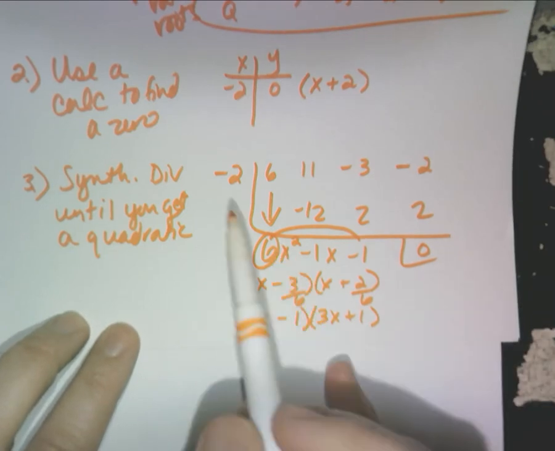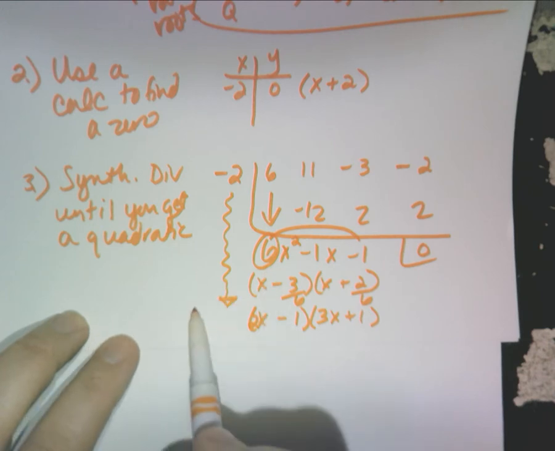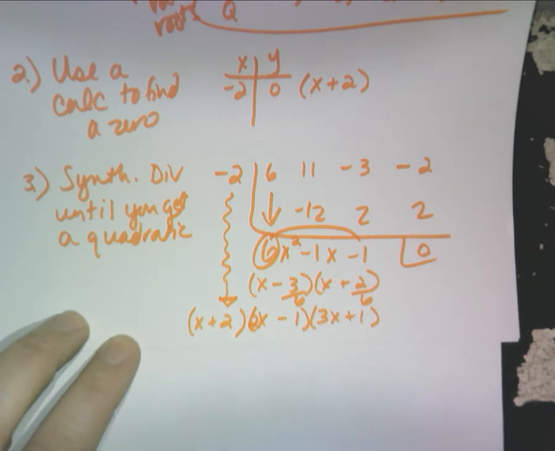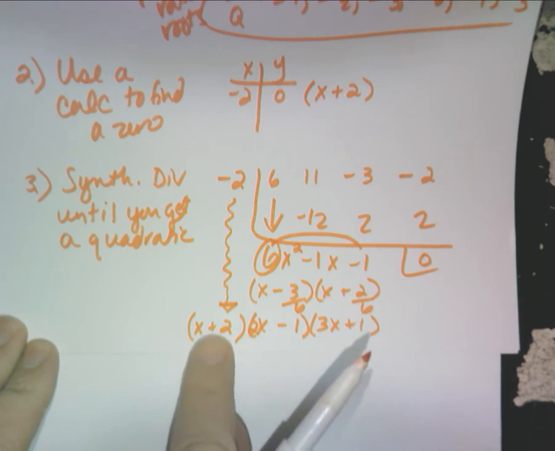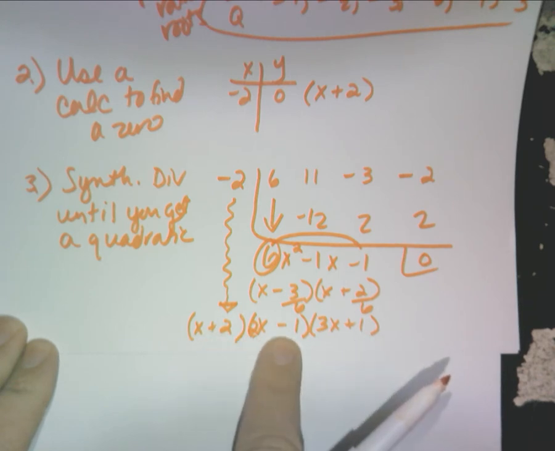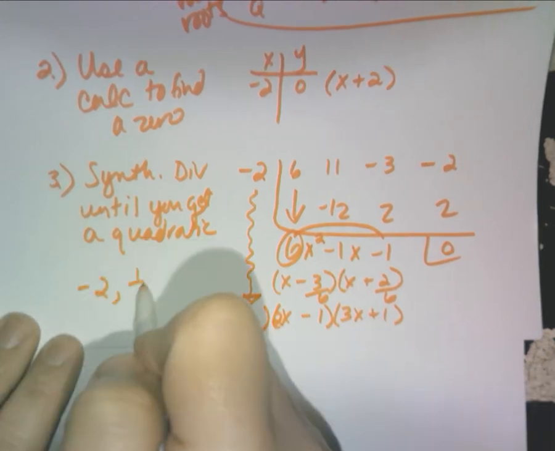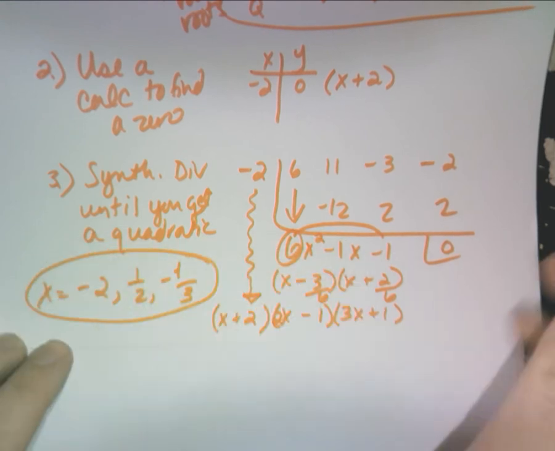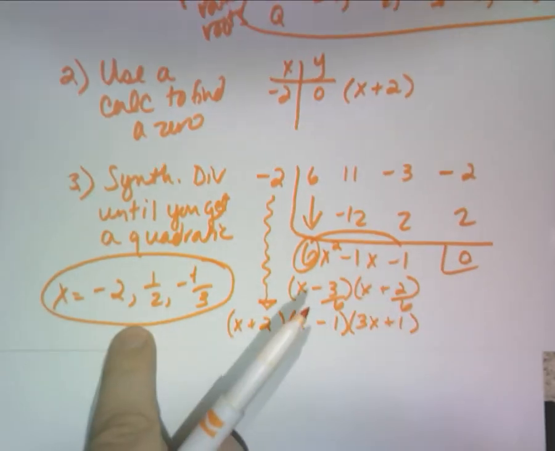But then wait, what you divided by is also a factor. -2 is actually x plus 2. So if I'm answering the question, okay, what are all my zeros now? What are my zeros here? -2, 1/2, and -1/3. Those are all the answers right there. This is a degree 3 polynomial. So I have all my answers here.